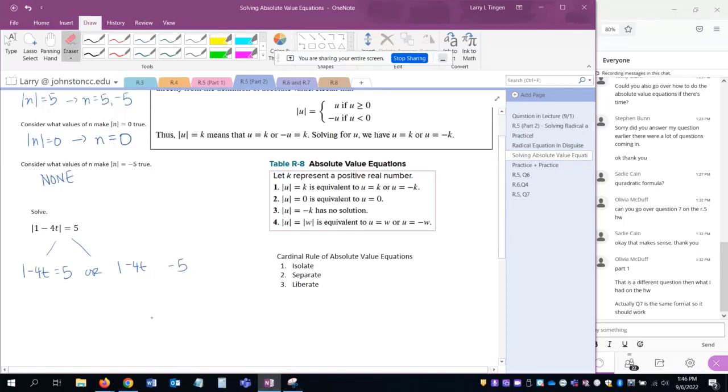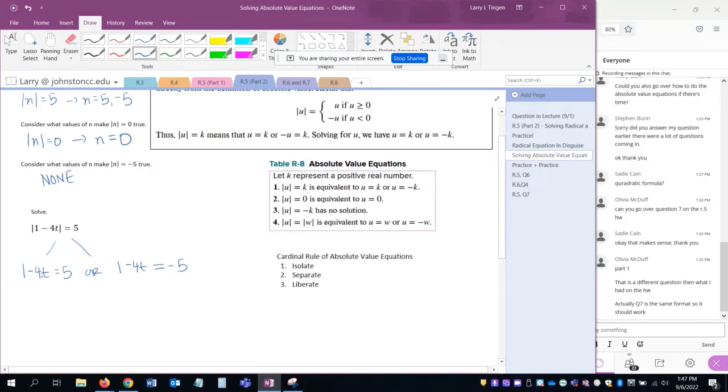Notice that no math was done in that process of dropping the bars. No math was done in dropping those absolute value bars. The only thing that happened was I was able to use this property: if I have the absolute value of something equals a real positive number, then the result must be 5 or -5. Solve each one of these.